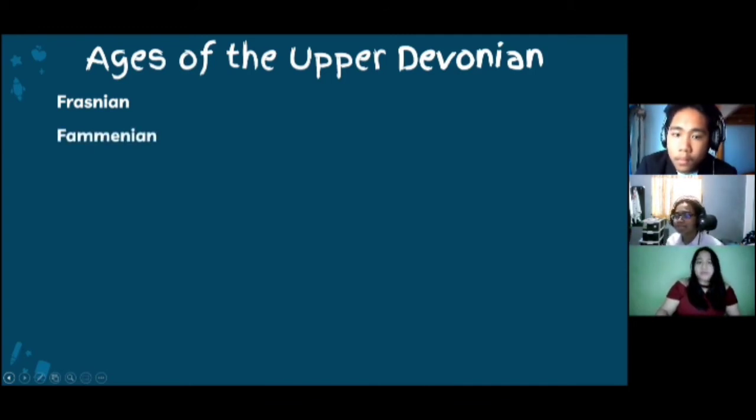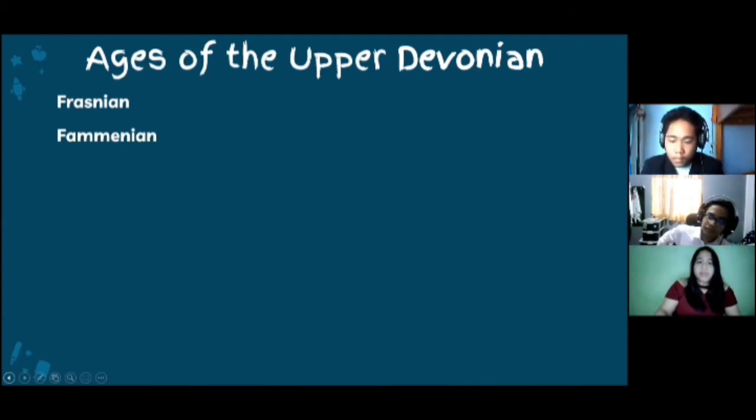Famennian stage, uppermost of the two standard worldwide divisions of Late Devonian rocks and time. Famennian time spans the interval between 372.2 million and 358.9 million years ago. The name of the Famennian stage is derived from the region of Famenne in southern Belgium, which has served historically as the type district.